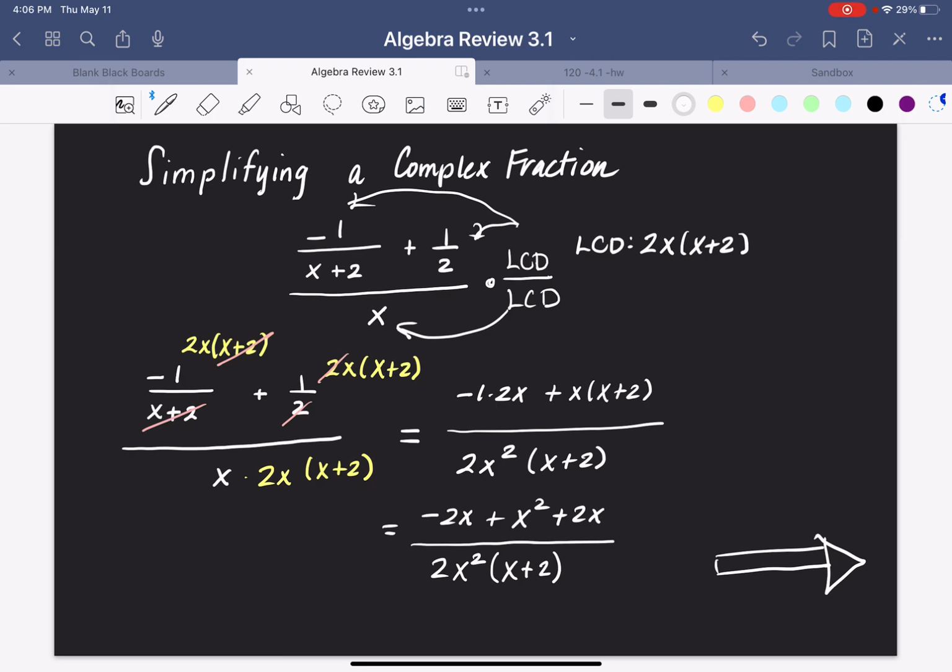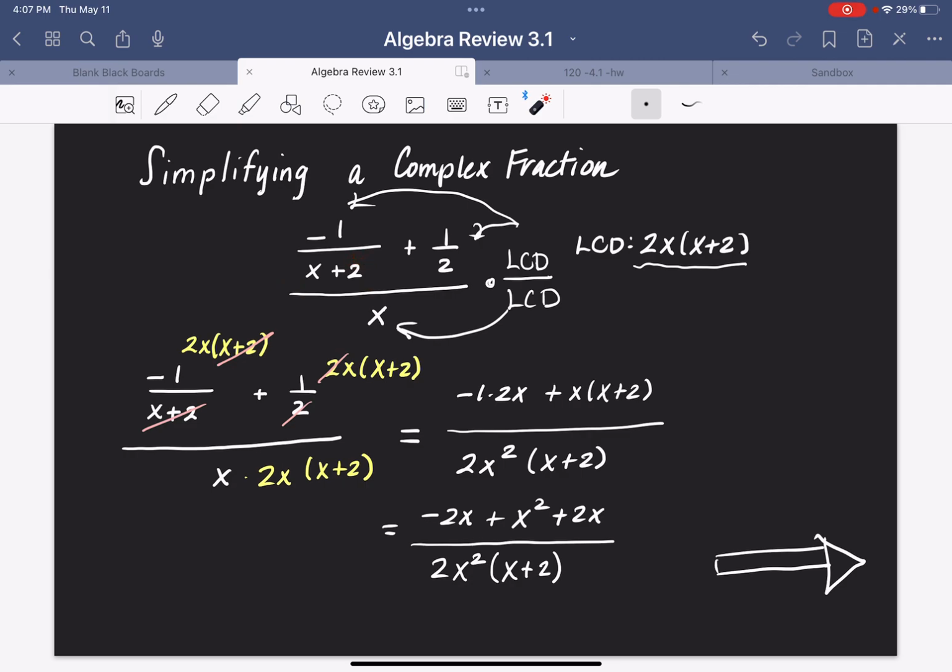So look, 2 is different from x, is different from x plus 2. So that means my LCD is going to be 2x times x plus 2. I list all the denominators in a multiplied form, and if something was duplicated, like there was another 2 down here, I would only need to write it once. But in this case, they're all unique, a 2 and an x and an x plus 2.